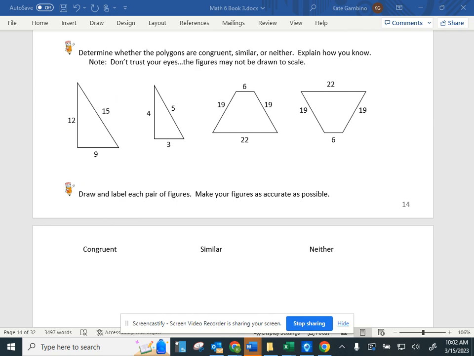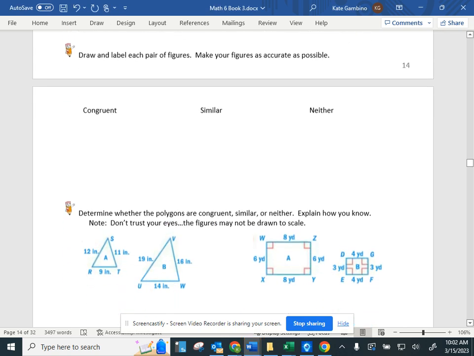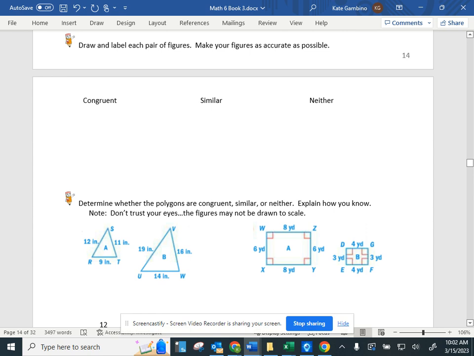For some reason on my paper, the directions are split from the bottom to the top, but it says draw and label each pair of figures. Make your figures as accurate as possible. We don't need our protractor or compass to make the exact same angle measurements, but do your best to make them look the same. We're not going to be messy, sloppy, and just draw freehand super quick. If I draw super quick, they don't look alike. If they're similar or congruent, we want them to look like they have the same angle measurements. If it's congruent, they have the same size. So do your best to make it look the same.